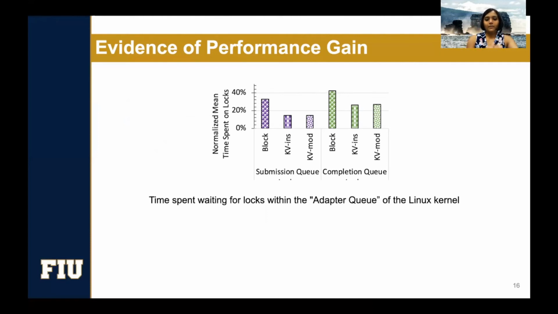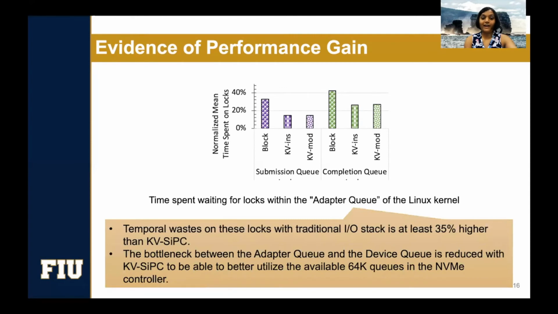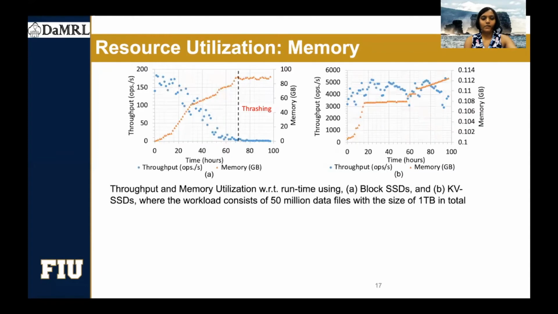So when we compare block with KV ins and KV mode, which both are operated on the KV device, we see that we are able to save around 35% of time. The bottleneck between the adapter queue and the device queue is reduced with KV-SiPs to be able to better utilize the available 64K queues in the NVMe controller.